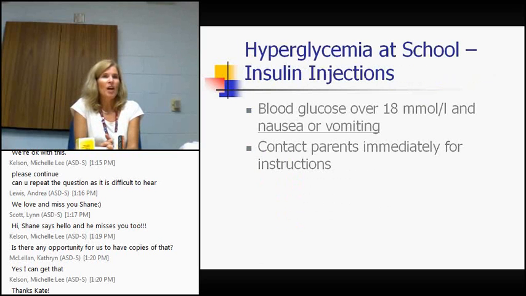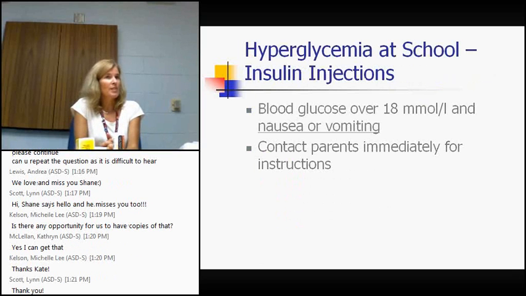So what can we do about the high blood sugar at school? For a child on insulin injections, a blood sugar over 18 is what we consider a high blood sugar. If they have nausea and vomiting, it's probably self-explanatory. You're going to be calling the parents anyway. So if the child is not feeling well with nausea and vomiting, you'd want to contact the parents immediately.